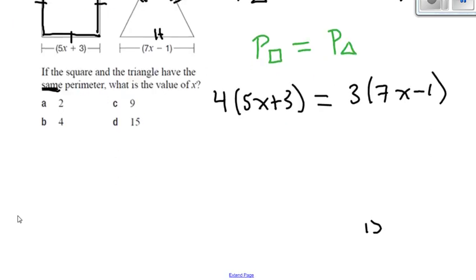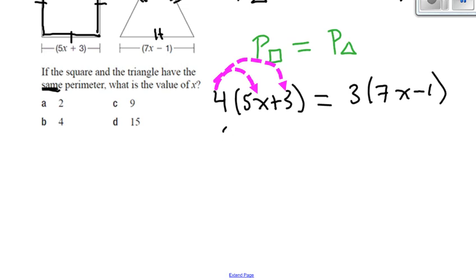So the first thing is to do polynomial math on the left and right. So for example, on the left, I have 4 times a bracket. So how do you do that? Well, that means multiply 4 times 5x and 4 times 3, and then there's a closed bracket, so stop multiplying by 4.